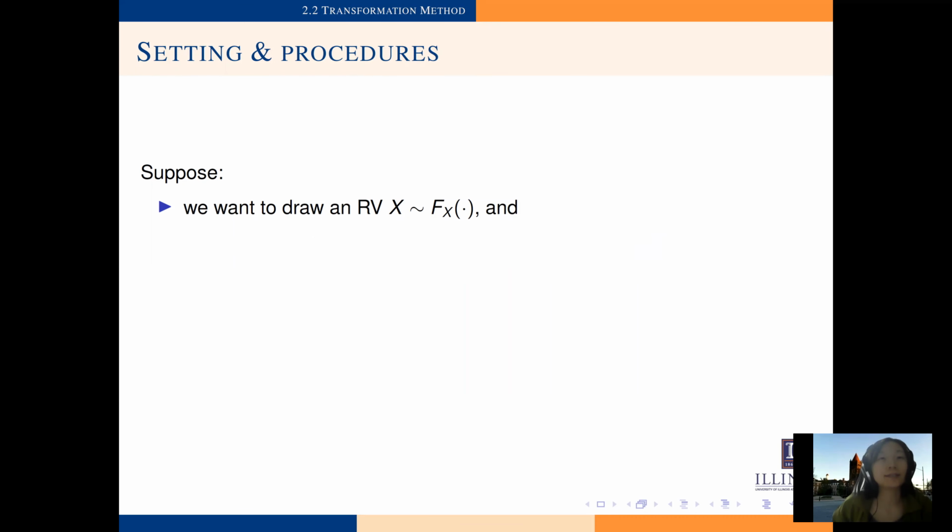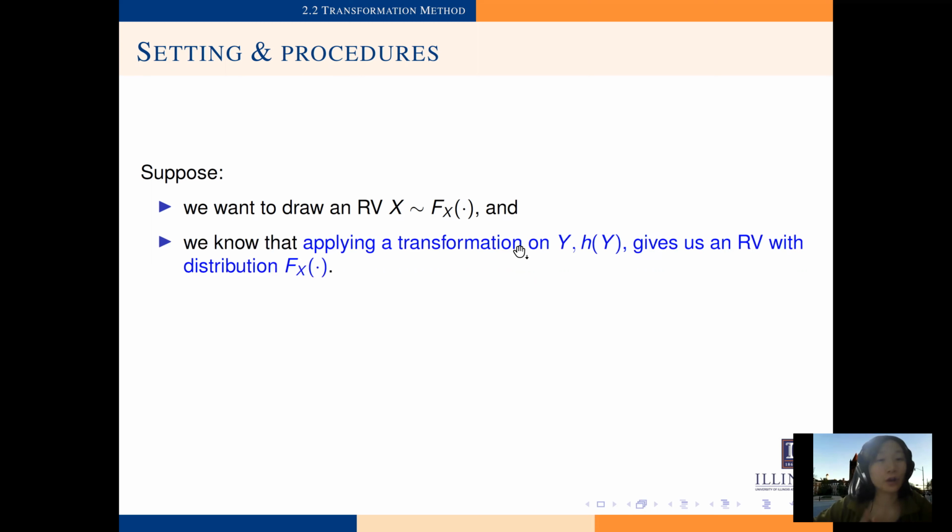Let's now introduce the settings and procedures for the transformation method. Suppose that we want to draw a random variable x with some distribution CDF large Fx. Further, suppose that we already know that by applying a transformation, which we call h of y, on a different random variable y, it can give us a random variable with distribution Fx. In other words, h of y has the same distribution as x.